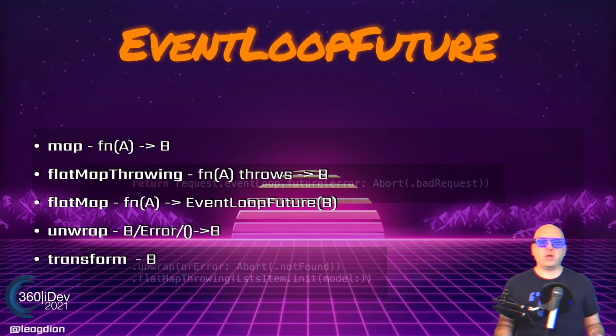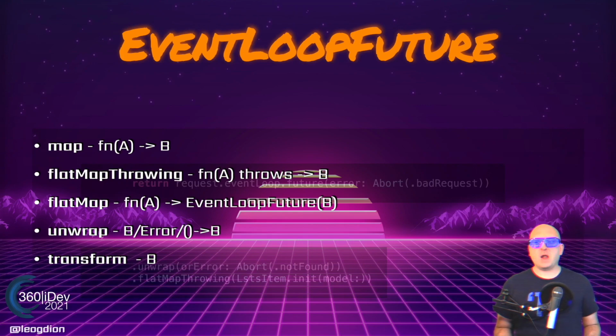Map, for instance, is pretty easy to understand. That just converts one type to another. Flat map throwing is for cases where you want to convert an object to another, but it could possibly throw an error, and that's what flat map throwing deals with. Now, flat map is if, for instance, you get something from a database and then you have to make another asynchronous call to another REST API or make another database query. You'll want to use flat map so that you don't end up with an event loop future inside an event loop future. Flat map flattens that for you.